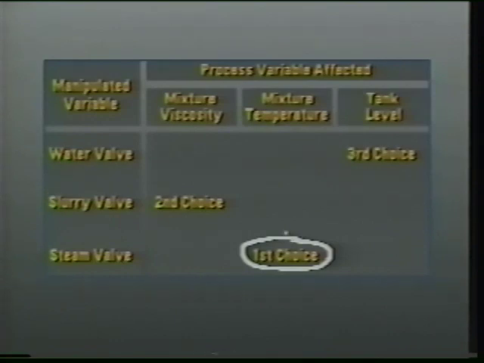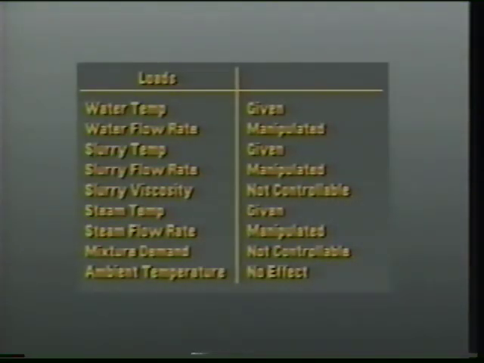For example, it seems to be obvious that the best control to modify the temperature of the mixture would be on the flow of steam as controlled by the steam valve. That was a fairly simple choice, but as we move to our second choice, it gets a little bit more difficult. We know that we can manipulate the slurry flow rate, but should the slurry valve be used to control the viscosity of the mixture or the level in the tank?